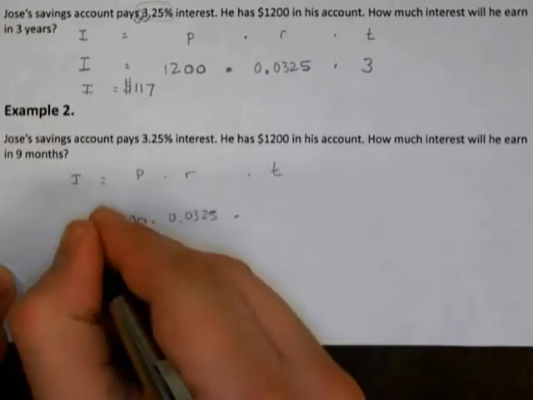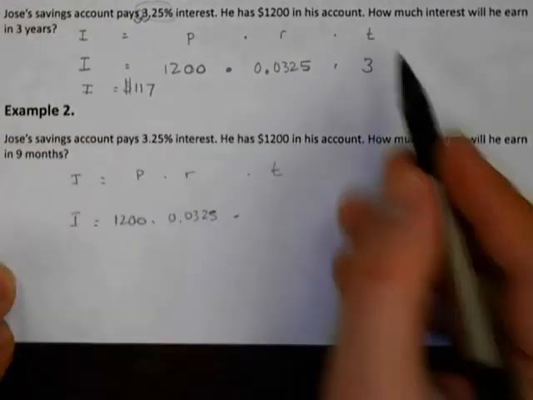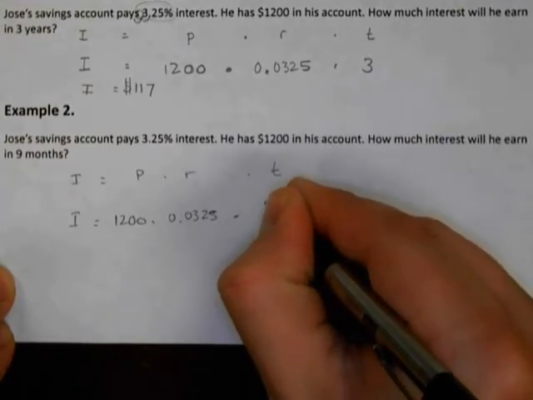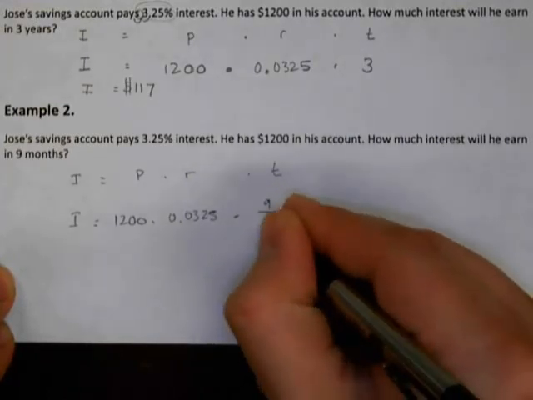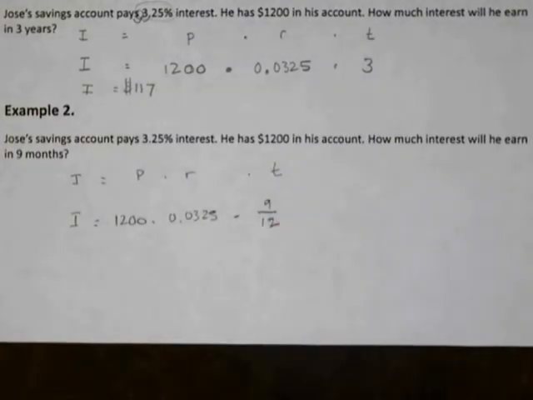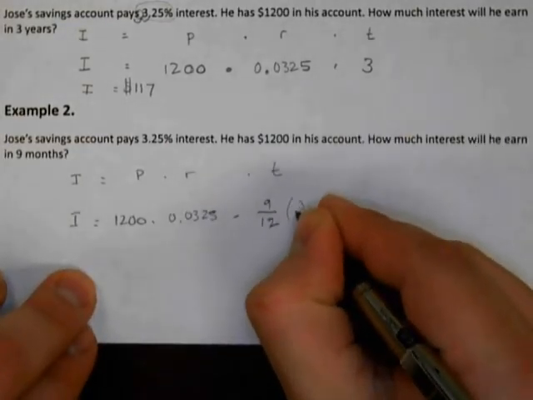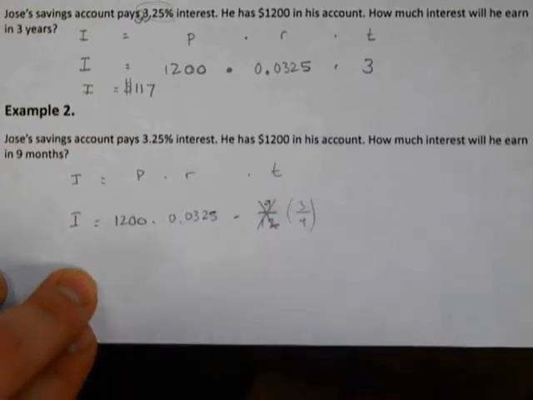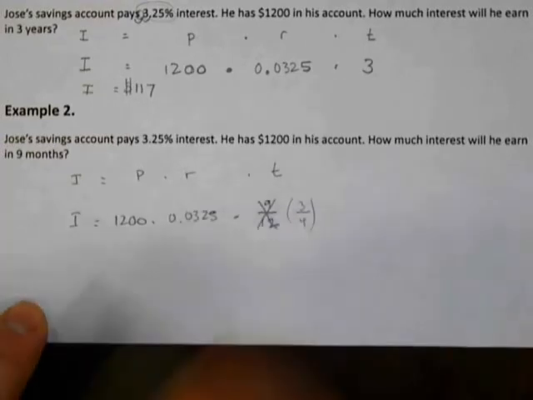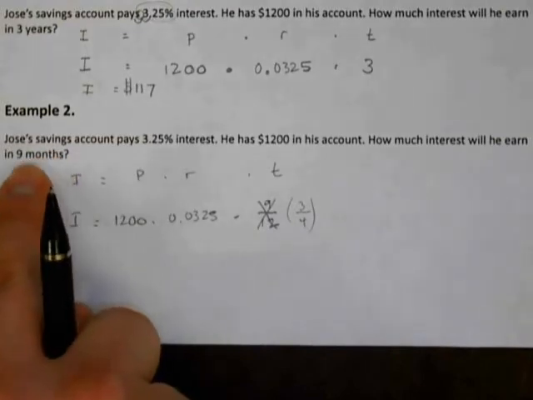But the time, we're trying to figure out what the time is in terms of 9 months. But remember, T is time in years. So we have to take 9 months, and we know that there's 12 months in a year. So we have to put that over 12, 9 over 12, which really reduces down to 3/4. So I can write that as 3/4. And so now we have to multiply this all the way through again, except we're just using this fraction instead because we're speaking in terms of 9 months.